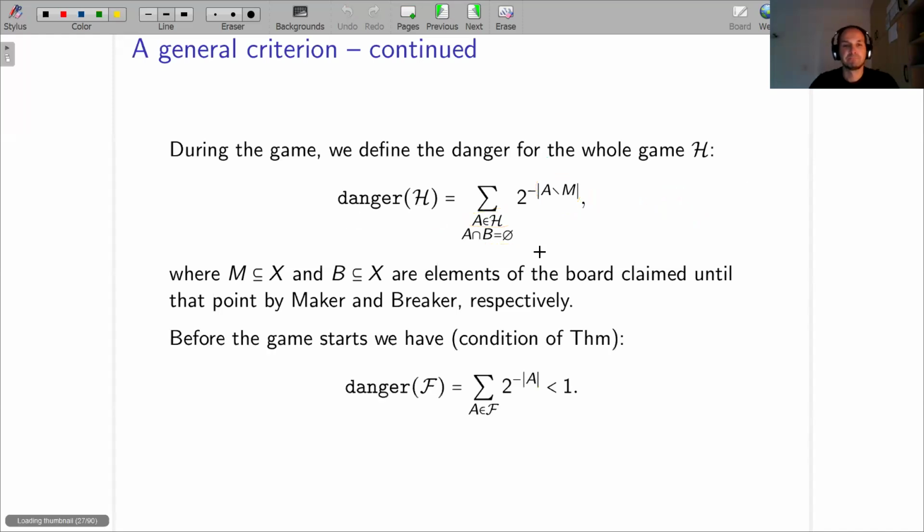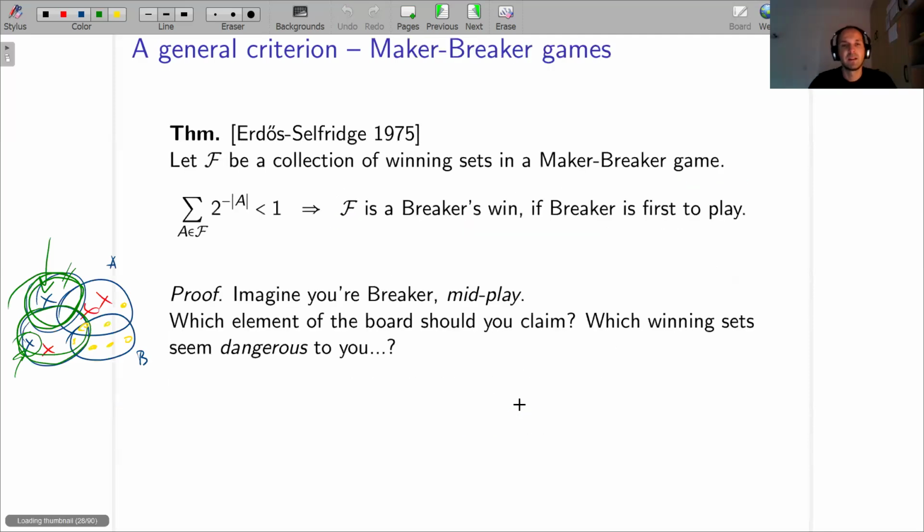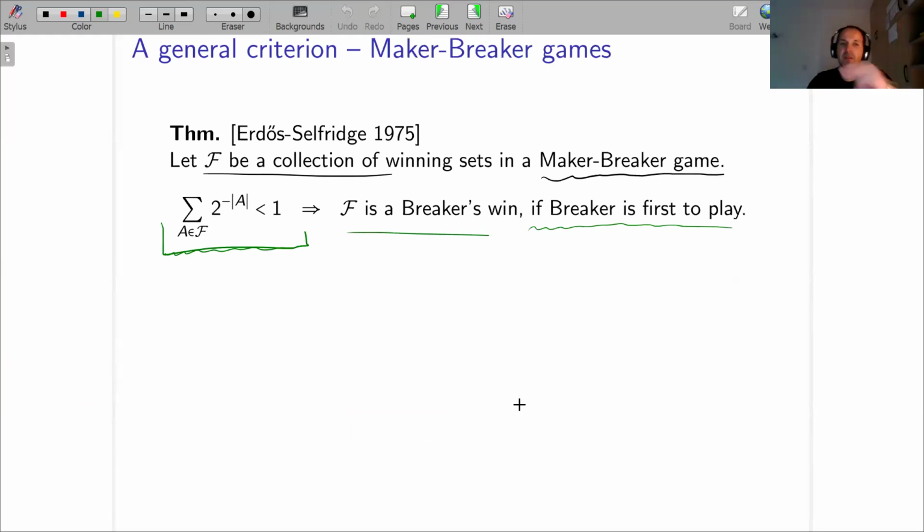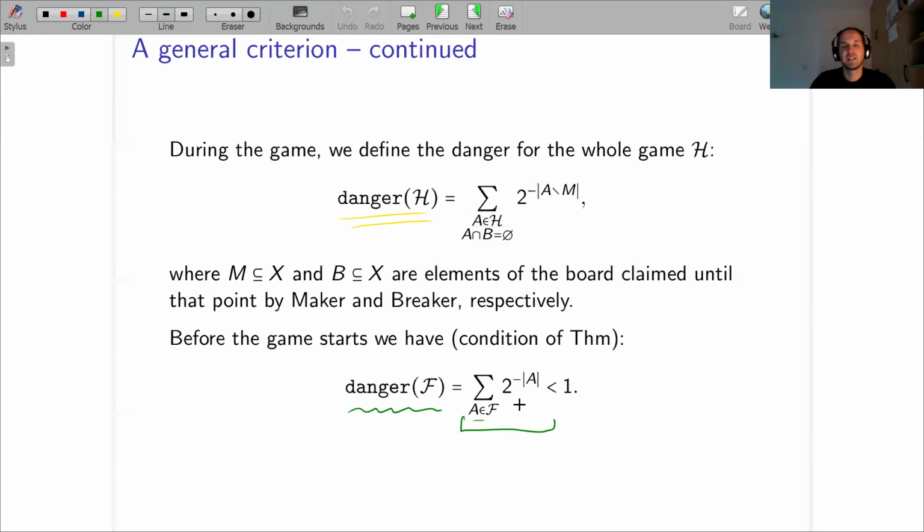So what is happening before the game starts with this danger? This is danger defined throughout the game. In the beginning, the danger is exactly this, 2 to the minus size of the winning set, summed up over all winning sets. This is exactly what we have in the theorem. This is the condition: danger is less than 1 in the beginning. Of course it's not a coincidence. This is what we wanted, and so the danger will be less than 1 before the game starts.